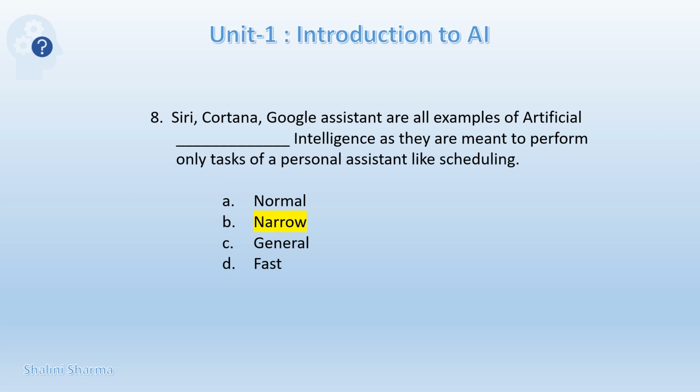And the correct answer is narrow. Siri, Cortana, Google Assistant, they are all examples of artificial narrow intelligence, as they perform only the task of a personal assistant. Hence, the term narrow fits in here. So, it is an artificial narrow intelligence.